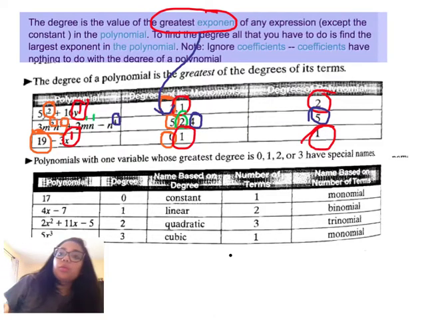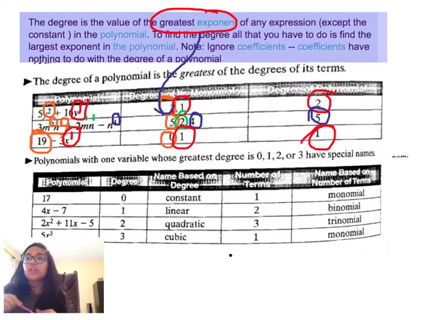So polynomials with one variable whose greatest degree is 0, 1, 2, or 3 have special names. The easiest thing for me to do is tell you to memorize this, because whenever it's a polynomial and the degree is 0, it's a constant. It's constant because there's no variable next to it. A variable changes things. So that's the way you can remember that. The number of terms, monomial, you know that already. So the degree 1, 4x minus 7, is linear.